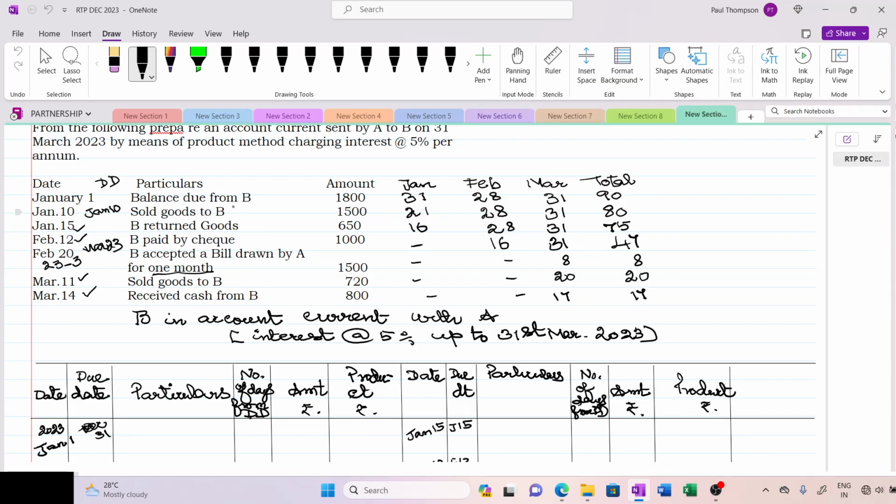I'll teach you a very easy method. Instead of getting confused whether I should debit B's account or I should credit B's account, it's a very simple golden rule regarding the personal account. Debit the receiver, credit the giver. If B is receiving, you just debit him. If B is giving, you just credit him.